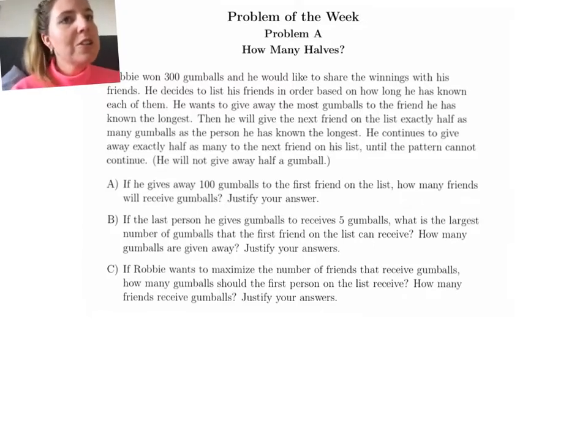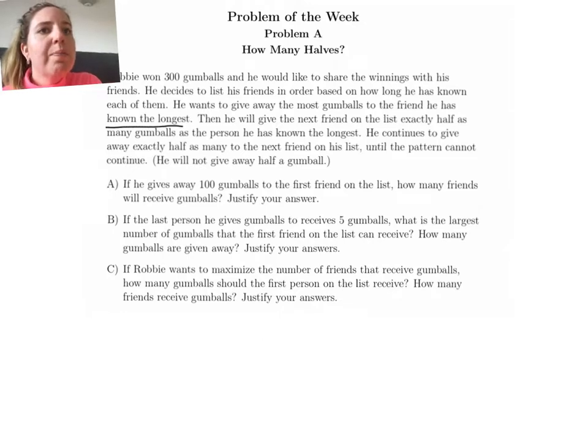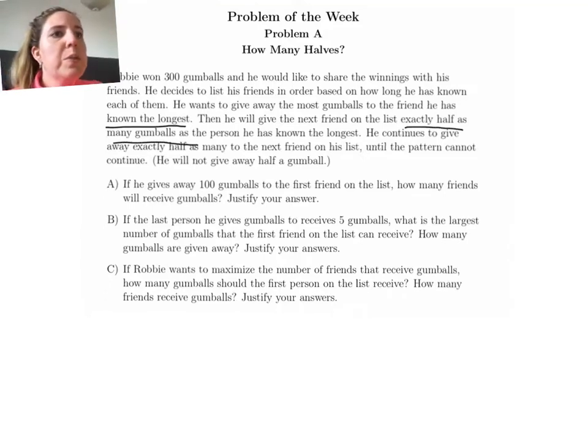Robbie won 300 gumballs and said he would like to share the winnings with his friends. He decides to list his friends in order based on how long he has known each of them. He wants to give away the most gumballs to the friend he has known the longest. Then he will give the next friend on the list exactly half as many gumballs as the first person, or as the person he's known the longest. He continues to give away exactly half as many to the next friend on his list until the pattern cannot continue. He's not going to give away half a gumball.